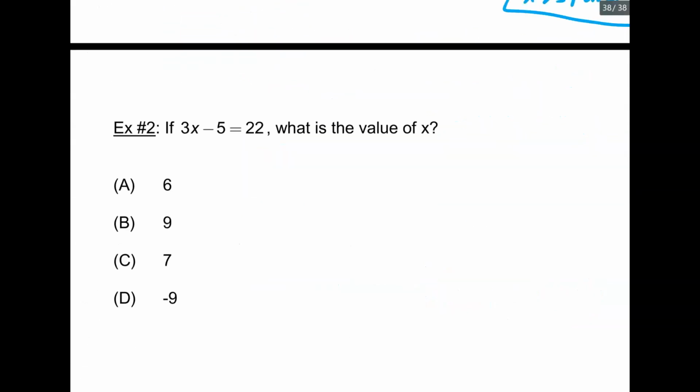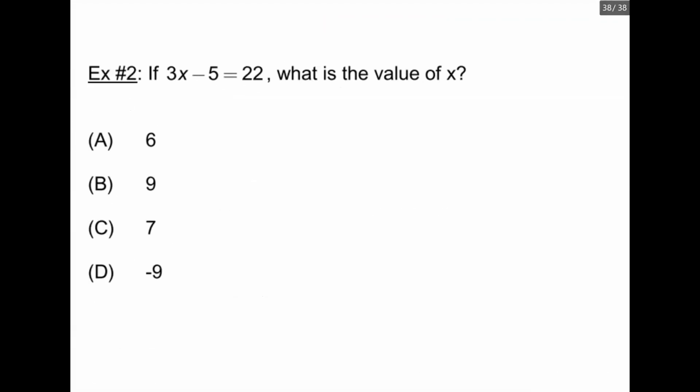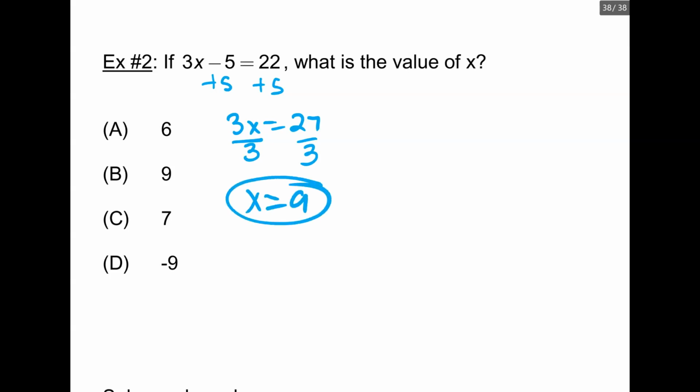Right, and then I think this is the last couple problems. Example 2. This is a SAT question just thrown in. Just make sure we understand how to do this. If 3x minus 5 equals 22, what is the value of x? How did you get that, Lauren? Plus 5, and then I got 27. 27 divided by 3. Awesome. So we find x equals 9.